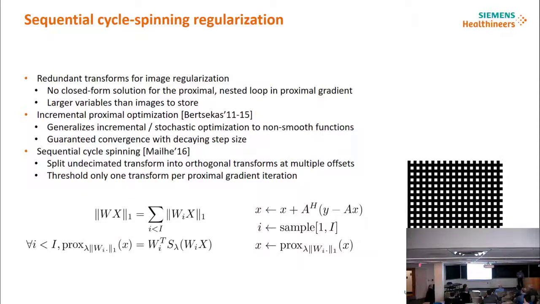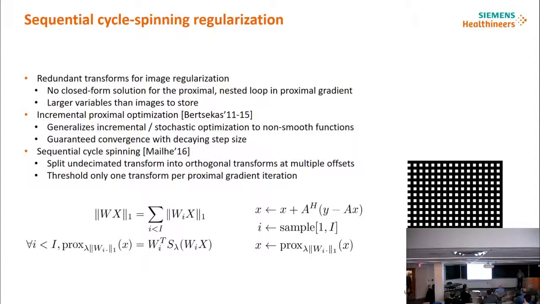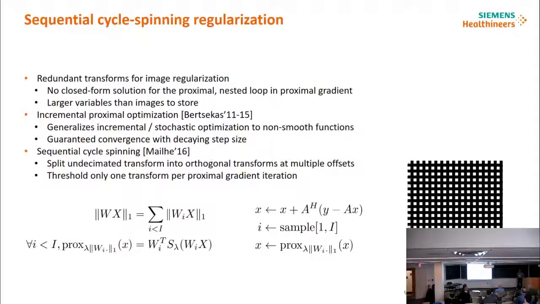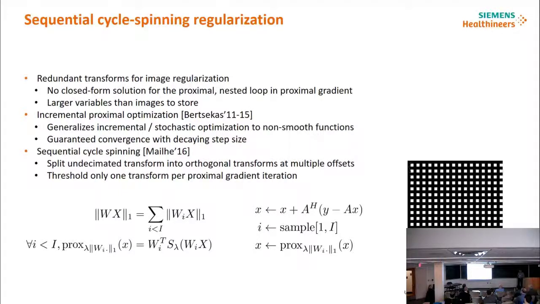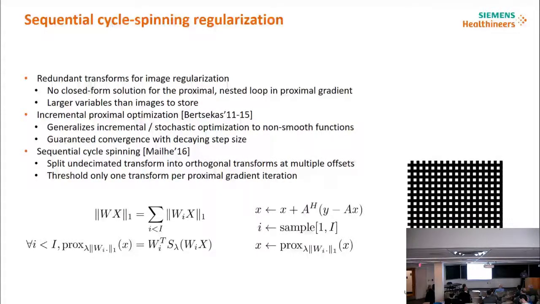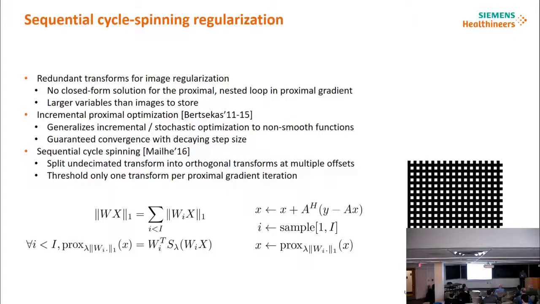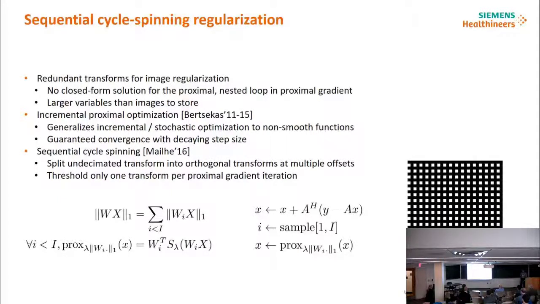And so this is what we're doing in what we call sequential cycle spinning. So we have this redundant wavelet transform, and we're just going to split it into a sum of decimated orthogonal wavelet transforms with different initial offsets. And so what we do is we plug that into a proximal gradient reconstruction, where at every iteration, we just regularize one orthogonal wavelet transform, and we shift that offset in time. So that gives us pretty much as good a result as using a primal dual to solve the full proximal at every iteration, but with much less time and much less memory footprint.